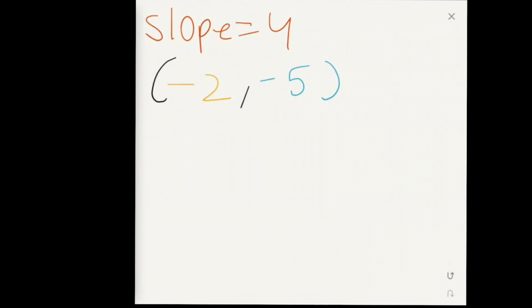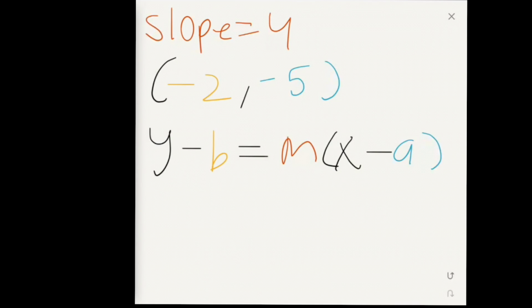Suppose you're just given the value of the slope. In this example, it is 4 and a point, which in this example, we're going to use the point -2, -5. So we have a slope of 4 and a point -2, -5. So let's put the information we know in the point slope form. So we do know that the point slope form is y minus b equals m times x minus a.